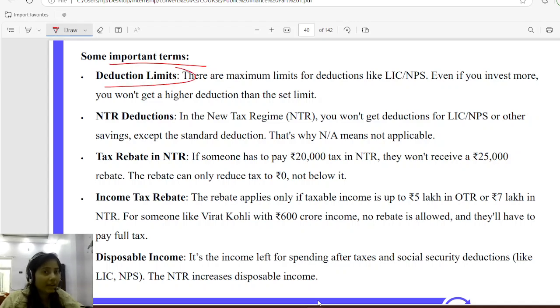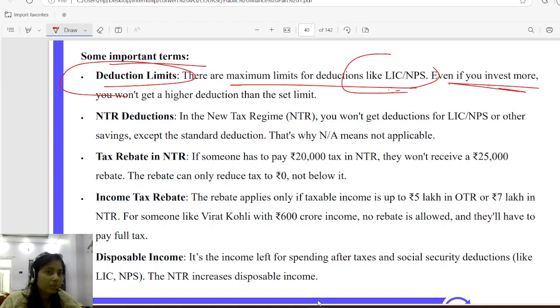Some important terms: deduction limit. There are maximum limits for deduction, like LIC and PF. Even if you invest more, you won't get a higher deduction. Suppose the government has said that if you invest in LIC, I'll give you a tax deduction. Then, being a greedy person who doesn't want to pay any tax, I would put my whole income into LIC only. Will that work for the government of India? No. They want some revenue and some tax payment, so they are giving a deduction limit: up to this point, if you invest, you might get exemption, but above this you won't, and you have to pay tax.